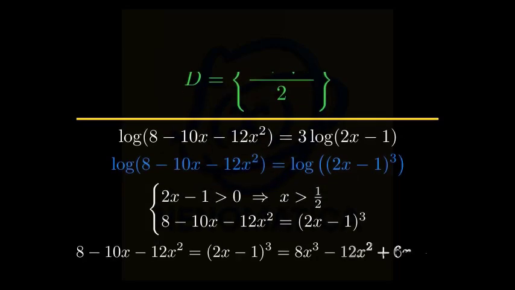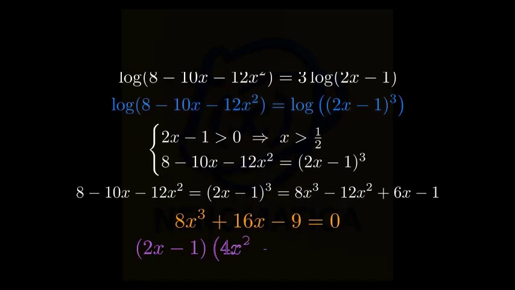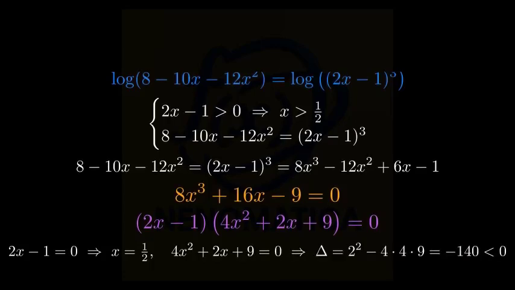Expand the cube on the right to 8x cubed minus 12x squared plus 6x minus 1. Collect terms to obtain 8x cubed plus 16x minus 9 equals 0. Factor: (2x minus 1) times (4x squared plus 2x plus 9) equals 0. This yields x equal to 1/2, while the quadratic factor has no real roots.